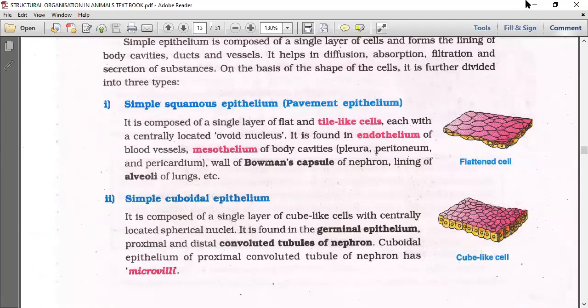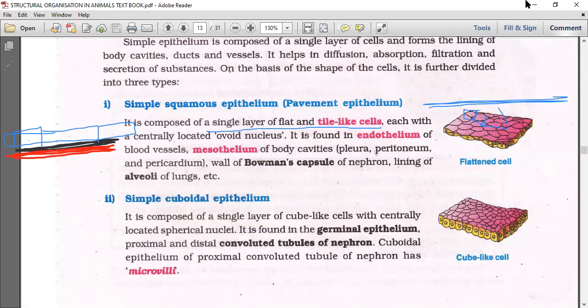Simple squamous epithelium. What is simple squamous epithelium? First of all, we need to draw the basement membrane, with two layers, basal lamina and reticular lamina, as usual. And then after that, how are the cells present? A single layer of flat and tile-like cells. We can see those flat and tile-like cells here, arranged like the tiles of a floor.